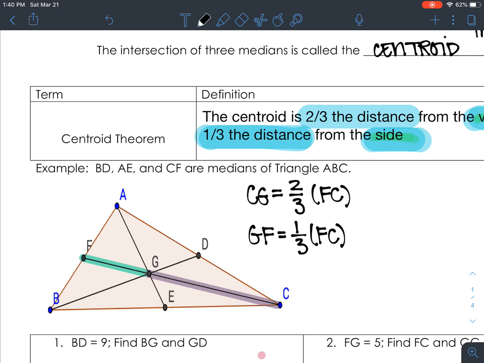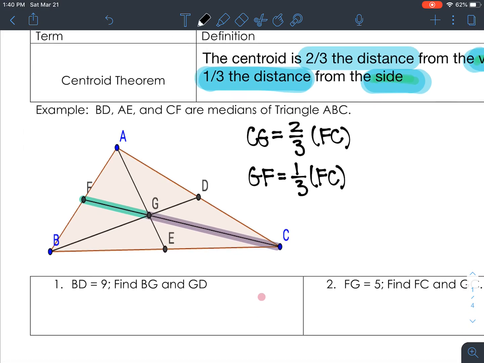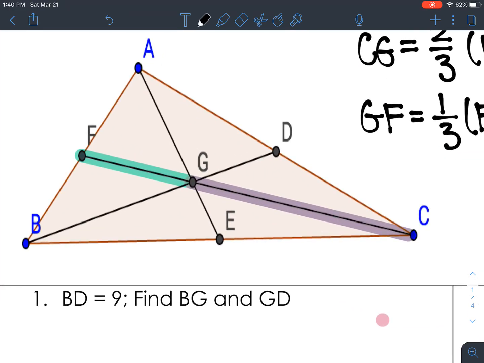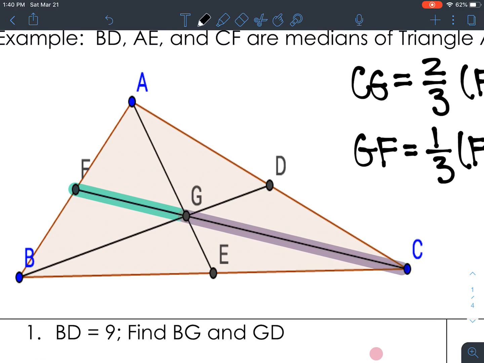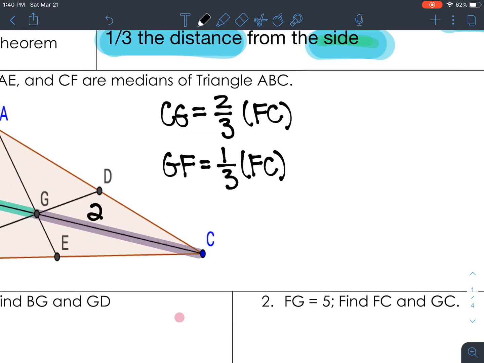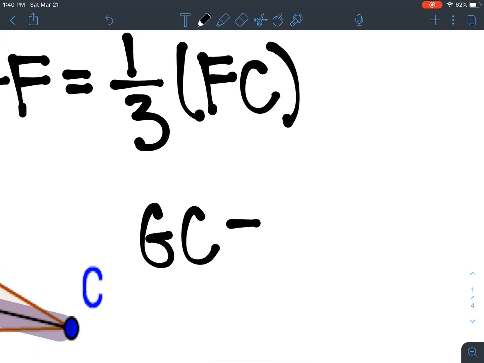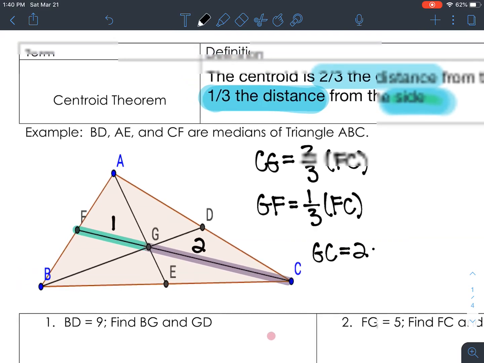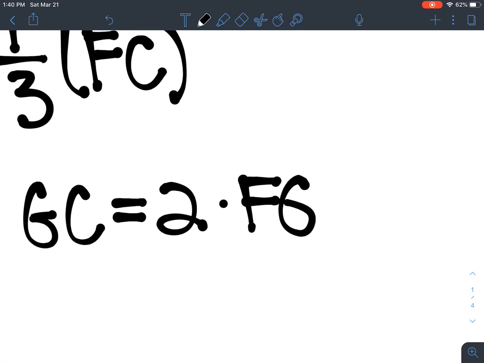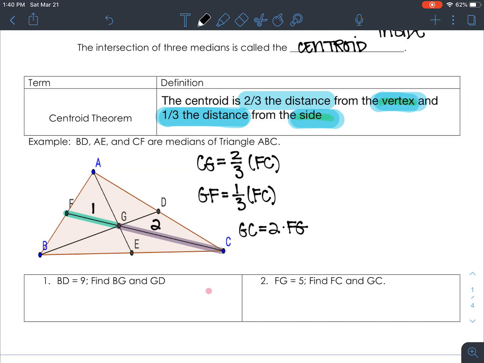You can do this with all three medians. The next connection is that we are now comparing CG and GF. If this is 2/3 and this is 1/3, you're going to see that it's actually a 2-to-1 ratio when comparing those two segments, which means the length of GC is going to be double, or 2 times, that of FG. We could do that with all of the medians.